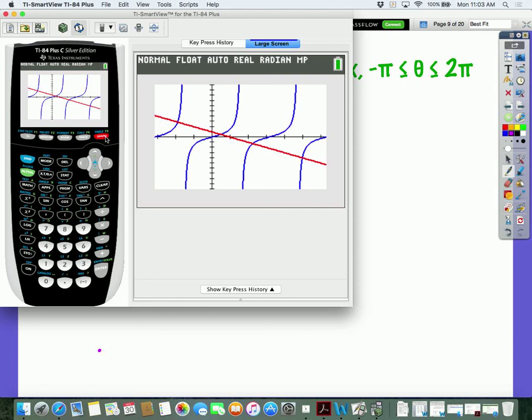You guys come up with 4 solutions? There should have been 4. In this case, you would have to open up your window a little bit bigger because there's no max and min. So you want to make sure you see exactly where the line intersects those curves between negative pi and a positive 2 pi.